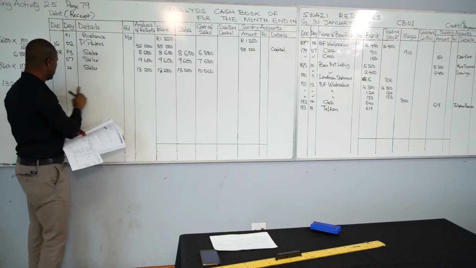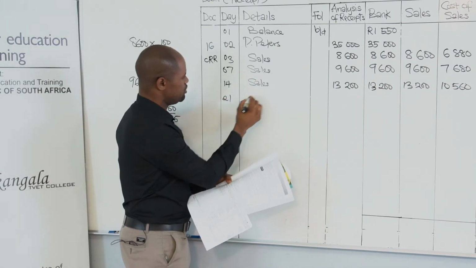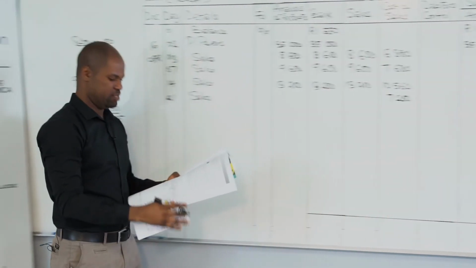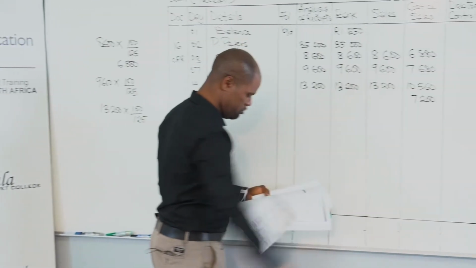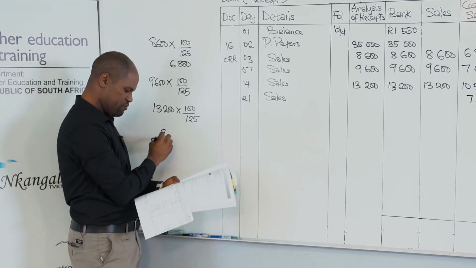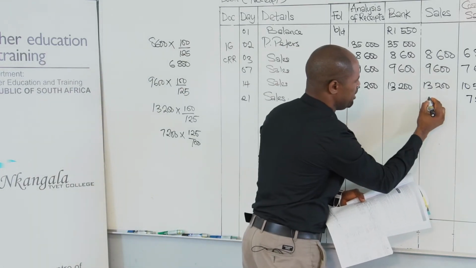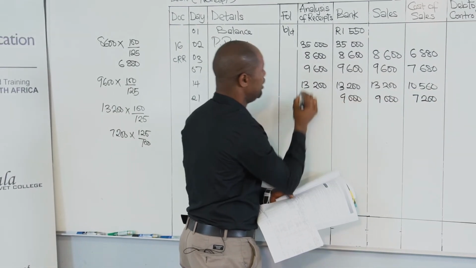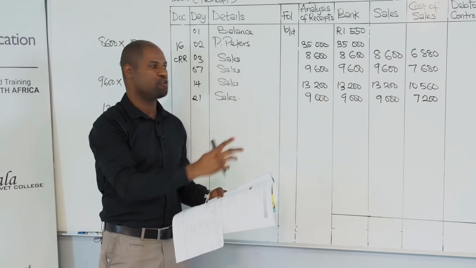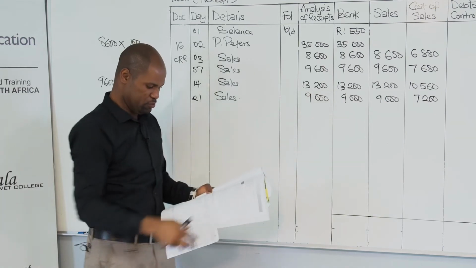So here we are going to write this. The date is the 21st. Sales. But the cost of sales is given as 7,200. Then how do I get the portion of the sales? It's going to be the reversal of this formula. We're going to reverse this formula, which is going to be 7,200 times 125 all over 100. And that will give us 9,000. So here is going to be 9,000. Here is going to be 9,000. And then on the analysis of receipt, also 9,000. So please, let us watch out. Sometimes the question can be twisted. So once you know how to apply your formula, you should reverse the formula to get the amount of your sales, if it is not given.